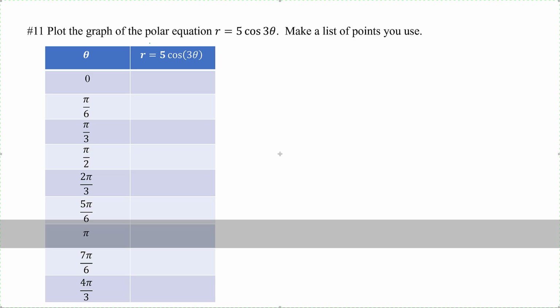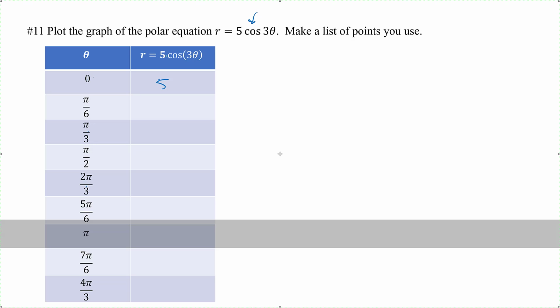Okay, so this is another thing that you should be somewhat skilled at for exams. And I'm just going to go through some points that I went ahead and chose theta values in increments of pi over 6. It seemed to work well for this problem, being that we're working with a cosine. So I'm going to start with, well, r is equal to 5 cosine of 3 theta. If theta is 0, 3 times 0 is 0, then the cosine of 0 is 1, and 5 times 1 is 5. Go ahead and make sure you're good on these on your own.